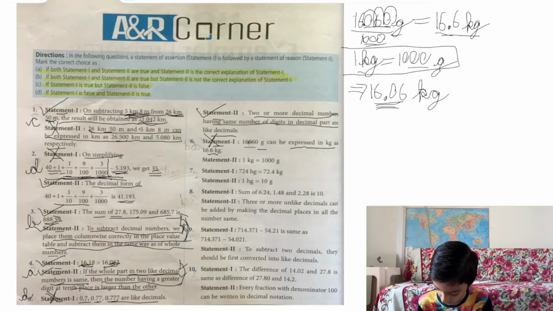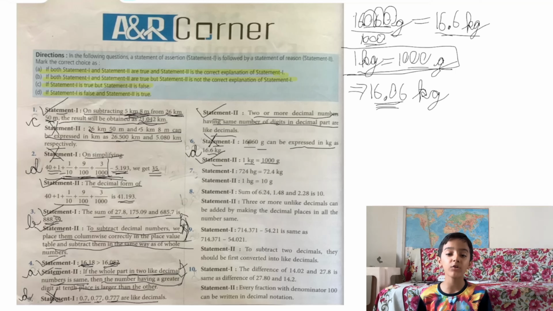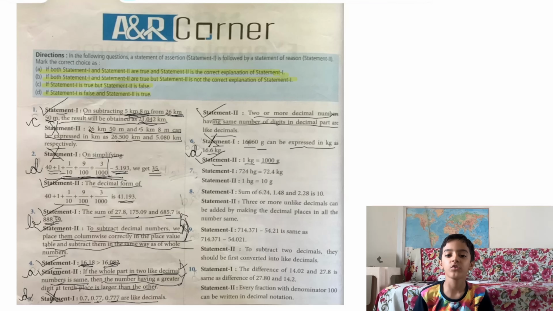Let's see statement 2. In statement 2, they are saying that 1 kg is equal to 1000 grams. This is a basic statement, and I also told because we do all the conversions from kg to gram or gram to kg because of this formula. And the formula is 1 kg is equal to 1000 grams. So this statement is correct. So the correct answer of question 6 is option D, which is if statement 1 is false but statement 2 is true.